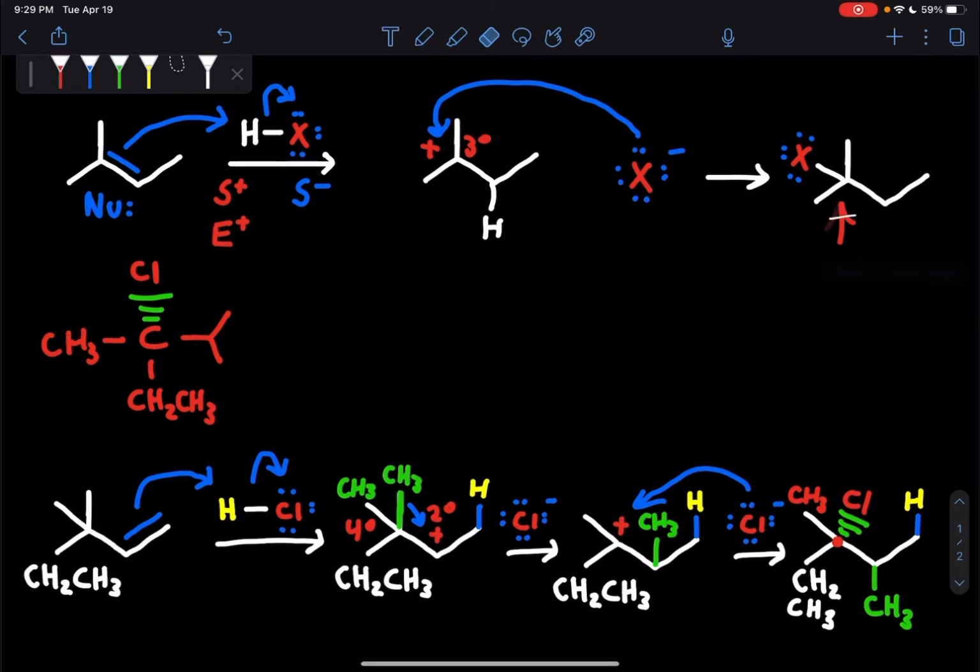Now let's look at the chirality of the carbon above. It has a halide, an ethyl group, and two methyl groups. Because we have two of the same groups on the same carbon, we cannot have a wedge or a dash.